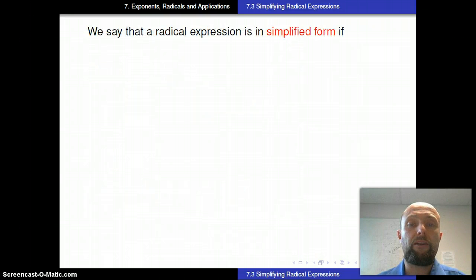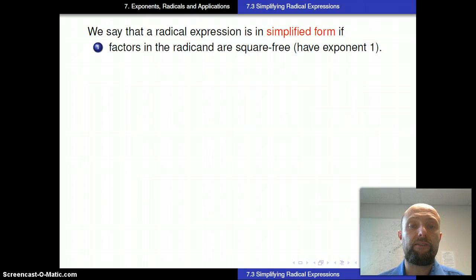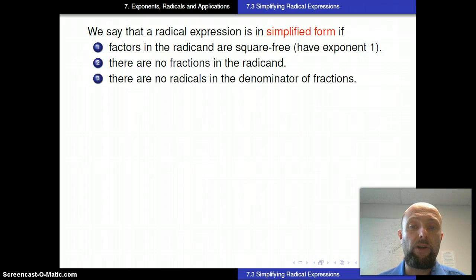We say that a radical expression is in simplified form if factors in the radicand are square-free, which means they have exponent 1. There are no fractions in the radicand. There are no radicals in the denominator of fractions.